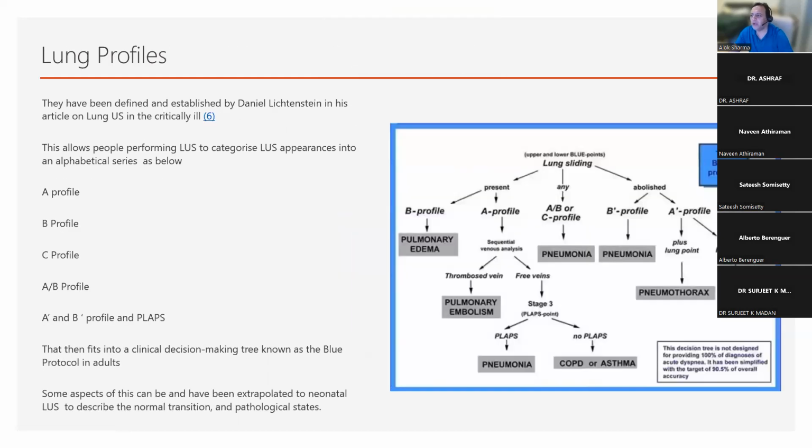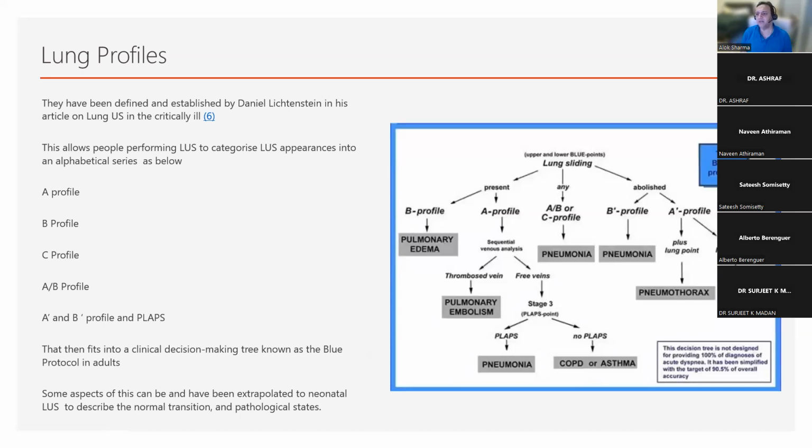Okay, so what we're going to talk about now is a very, very important concept for reporting, and that is called lung profiles. Really, this is where we start the abnormal lung. Daniel Lichtenstein has developed a protocol which is called the Blue Protocol, and that basically classifies lung profiles based on the appearance of multiple areas of the lung.